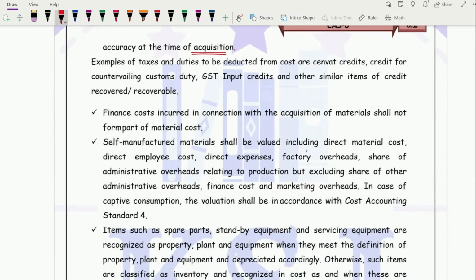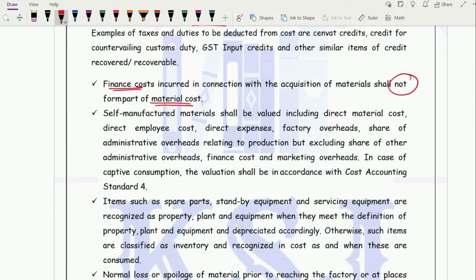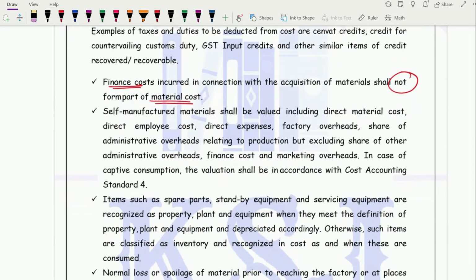Finance cost, if there is any other finance cost incurred in connection with the acquisition of material, shall not form part of material cost, because that is a financial cost. Okay. Self-manufactured material shall be valued including the direct material cost. Now, self-manufactured material is when, instead of buying the raw material from outside, you have a facility inside to manufacture that raw material, right? So that is a self-manufactured material.